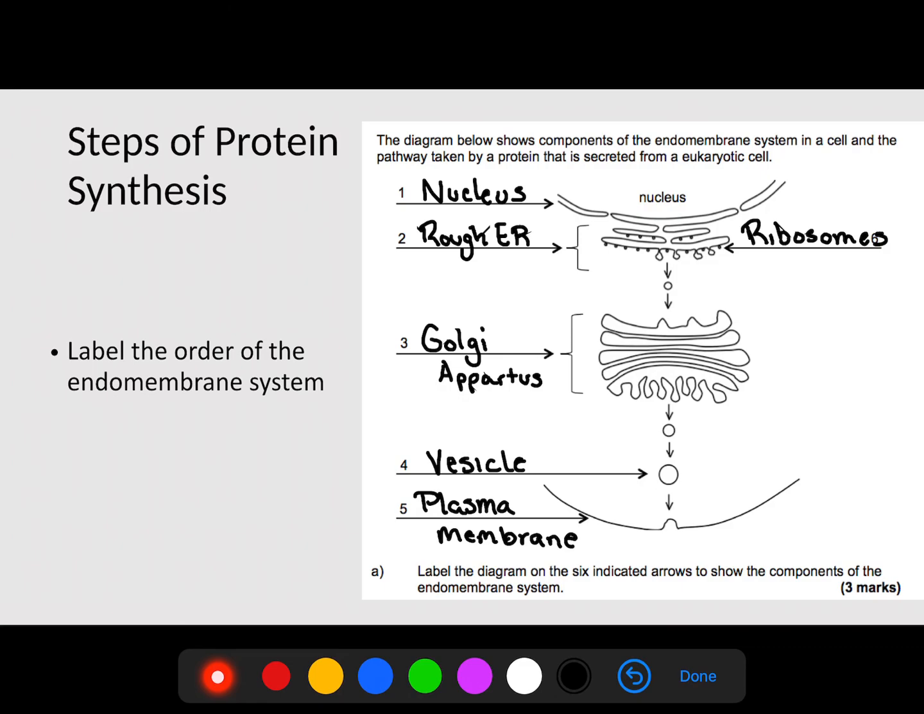So hopefully this helps you out. Again, the endomembrane system is a very important mechanism of shipping things inside and outside the cell. They help us maintain homeostasis.